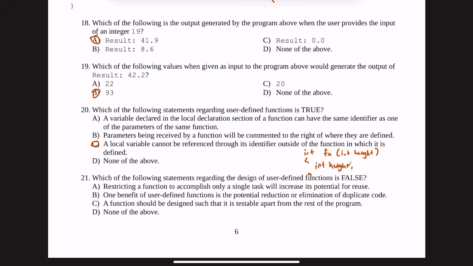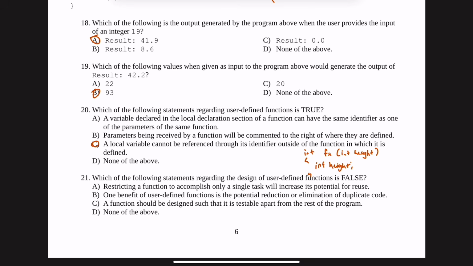C, a function should be designed such that it is testable apart from the rest of the program. This is going to be true as well. There are ideas of test-driven development, things like that. But really, what it's saying is that every time you add a new task to your program, you add a new function, you should be able to add that function call to main and just say, hey, does it work up to this point? Maybe you need a printf to verify something like that. Basically, you should be able to test along the way every time you add a new function, whether it is working, or even in isolation, right?